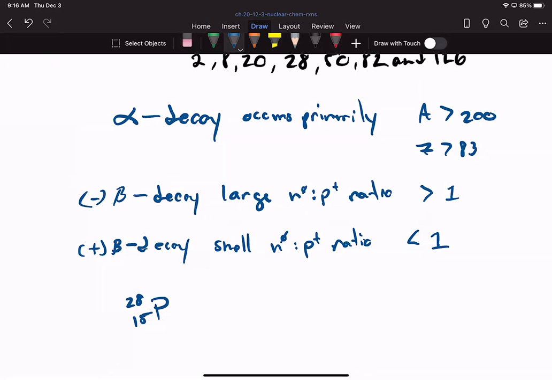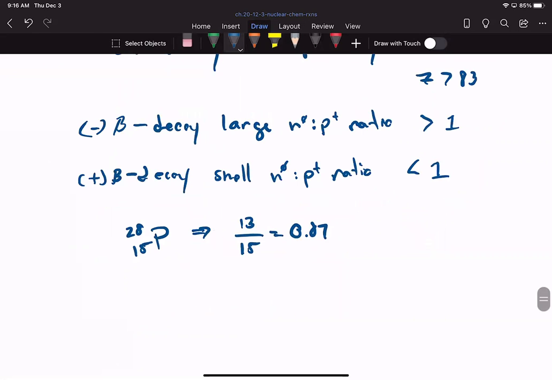Let's look at this ratio then. We're going to take the number of neutrons to the number of protons. The number of neutrons here is 13 divided by the number of protons, which is 15, giving 0.87. Well, 0.87 is less than 1. We're going to be doing positron beta decay, where we toss out a positron.